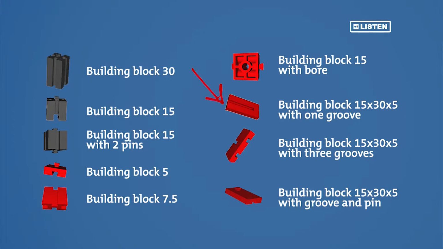This is a building block 15 into 30 into 5 with grooves. This is a building block 15 into 30 into 5 with 3 grooves. And this is a building block 15 into 30 into 5 with a groove and pin.